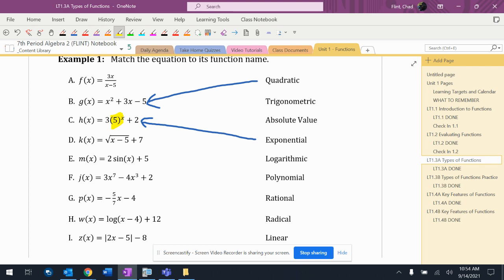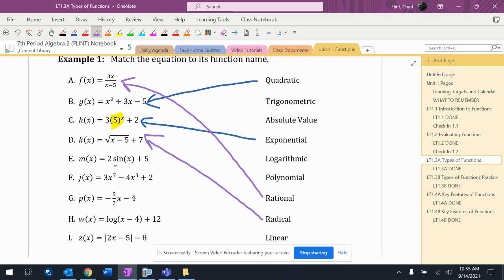Rational has division. I'm just kind of scrolling down doing the ones that I remember first. So rational has to have division, so we can get a couple of asymptotes in there. So that one's rational, division. Radical has a square root in it, so that one's usually pretty easy to find. So that one has a square root.